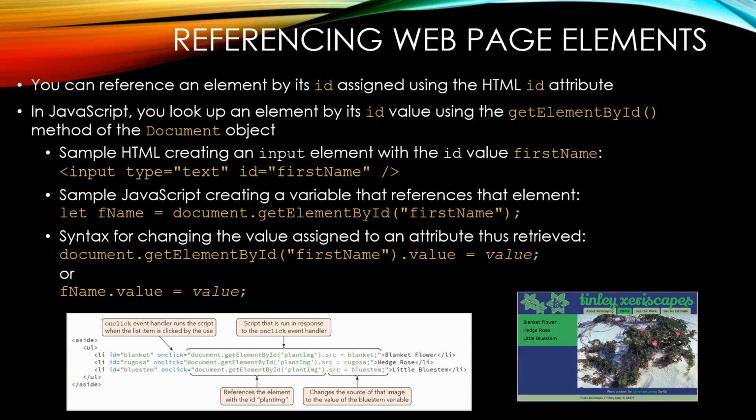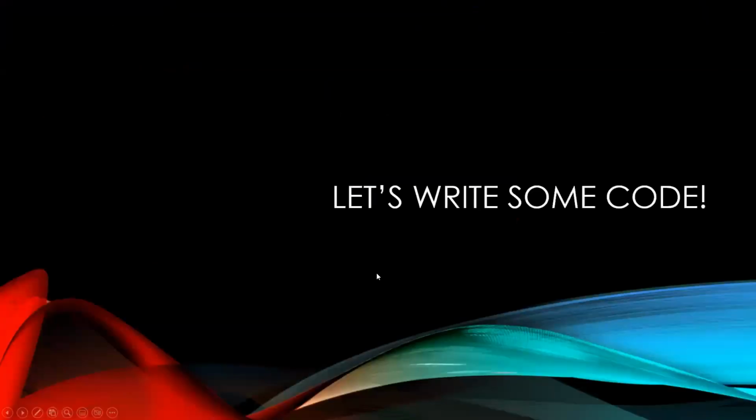Here's a line of JavaScript creating a variable that references that element. So let fName, which is the variable, equal document.getElementById. Give me the one that's called firstName. We can also change the value assigned to that attribute by saying getElementById dot value equals, and we give it a new value. Or if we have done that let fName that we did here in the middle, we can just say fName.value equals the new value. Let's take a look at some of this in action.